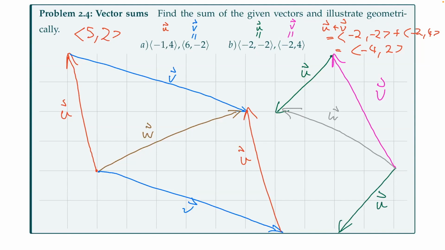And then followed V. So left 2, up 4. Again, we've got a parallelogram here, and that diagonal is telling us what the addition is. So this is one way of thinking about how we can add together vectors and what they look like when we try to illustrate them.